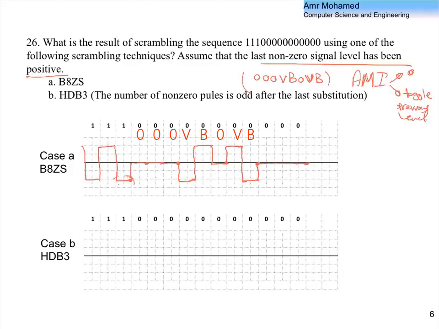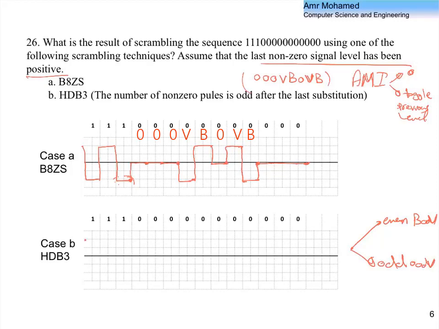For HDB3, we have two cases. For an even number of previous ones, we go B00V. If it's odd, then for an odd number of ones, we go 000V. And we map each 4 bits. Okay, so based on that, we will go again.